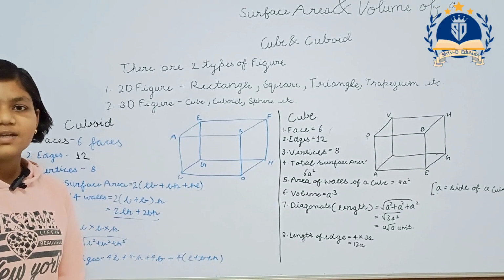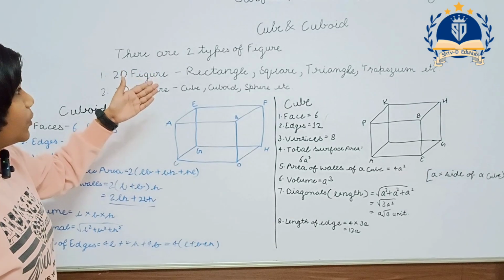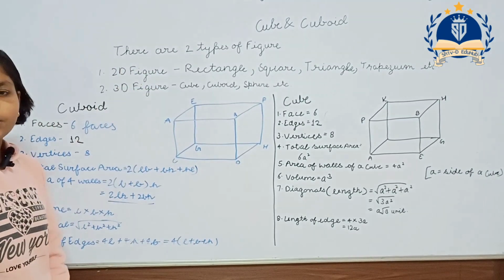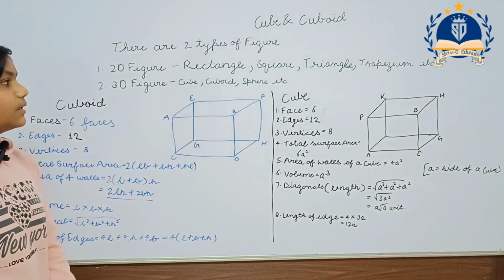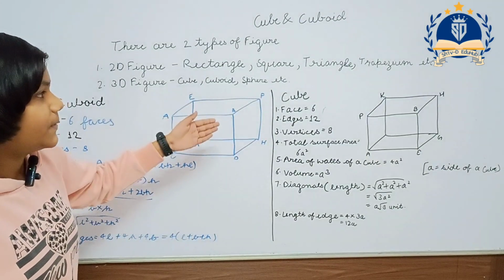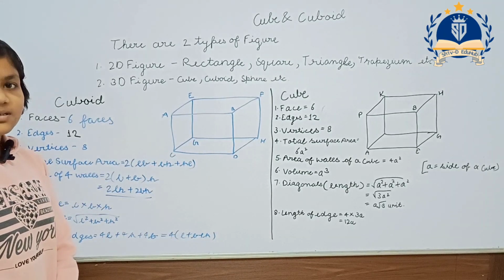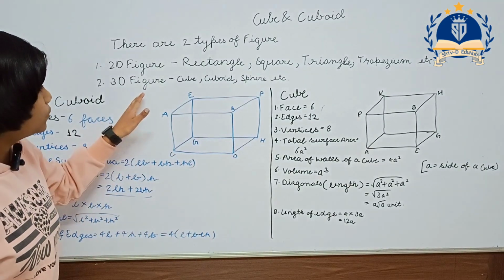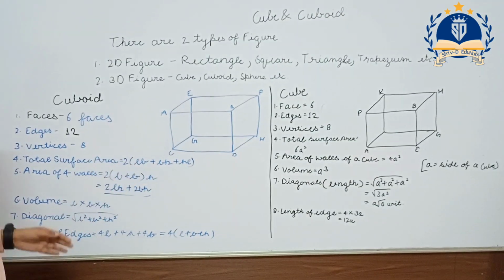Studying the topic surface area and volume of cube and cuboid. There are two types of figures, 2D figures and 3D figures. 2D figures are two-dimensional figures like rectangle, square, triangle, trapezium, etc. And 3D figures are three-dimensional figures: cube, cuboid, sphere, etc. And we talk about cube and cuboid.